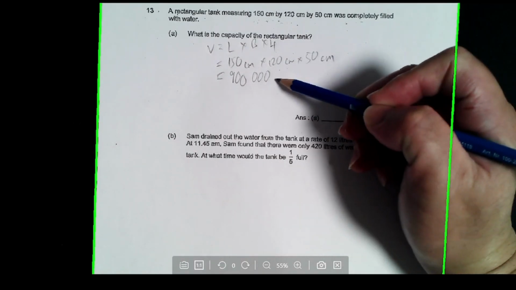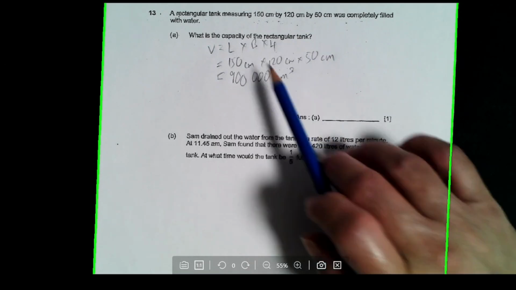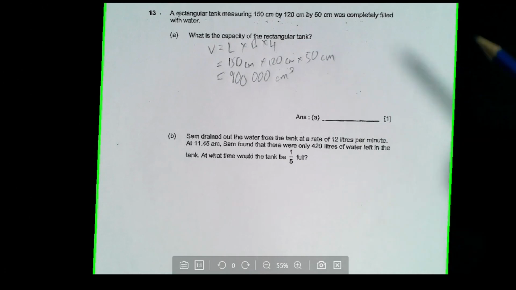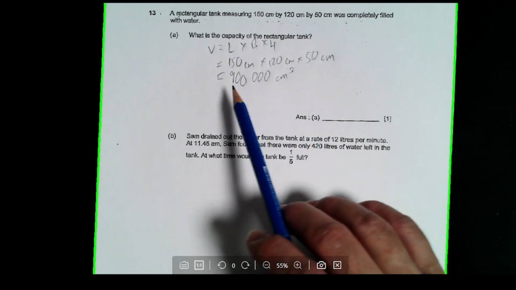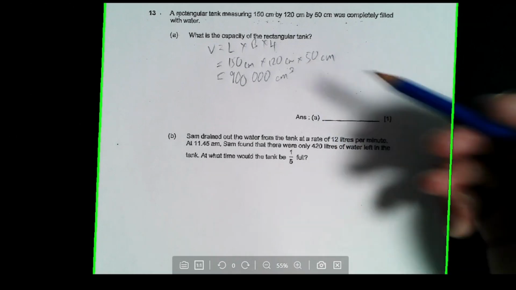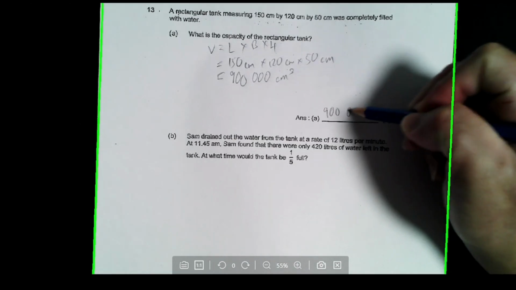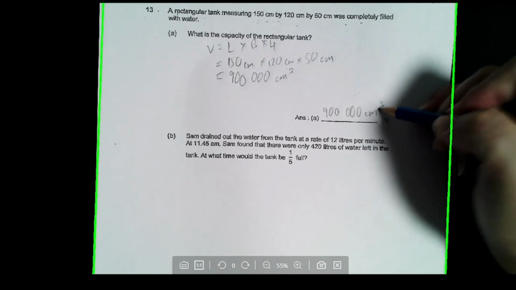900,000 cubic centimeters. Do you have to change it to cubic meters? No, you don't. The question doesn't say you have to leave the answer in any particular unit. So you can just leave it in cubic centimeters. So simply copy the answer here. Don't forget the unit. Okay?